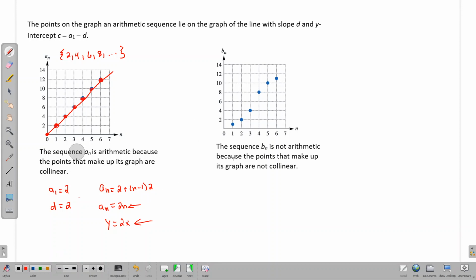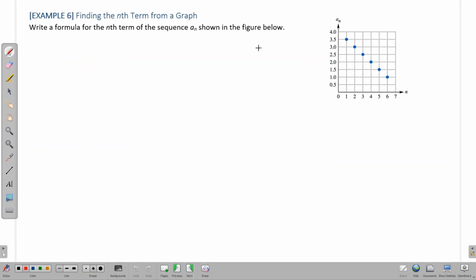Now, what this does is it enables us, you could graph any sequence, and you can immediately tell from the graph of the sequence whether it's arithmetic or not. So here's a different sequence, which we're calling b sub n, and you can see these points are not collinear. So that means the sequence is not arithmetic because they have to be on a straight line. So the slope is the common difference, and then the y-intercept is just the first term minus the common difference. But this is really what we care about. The slope is the common difference.